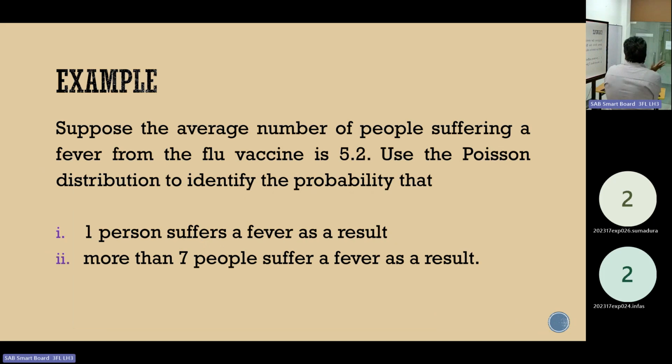Next we'll take this example. I will just define the variable and the probability function and give it to you, so you can do the rest of the calculation. Suppose the average number of people suffering a fever from a flu vaccine is 5.2. Use the Poisson distribution to identify the probability that one person suffers a fever as a result, and that more than 7 people suffer a fever as a result.